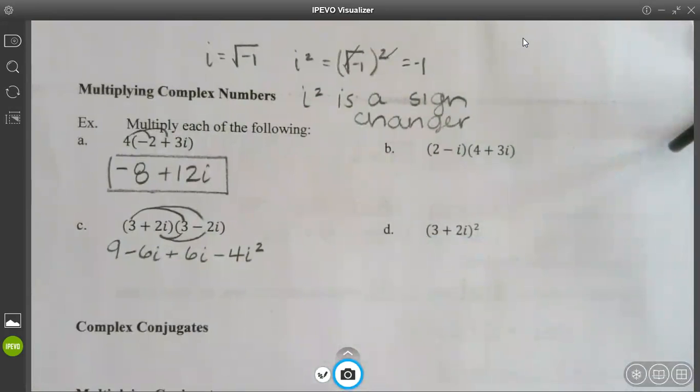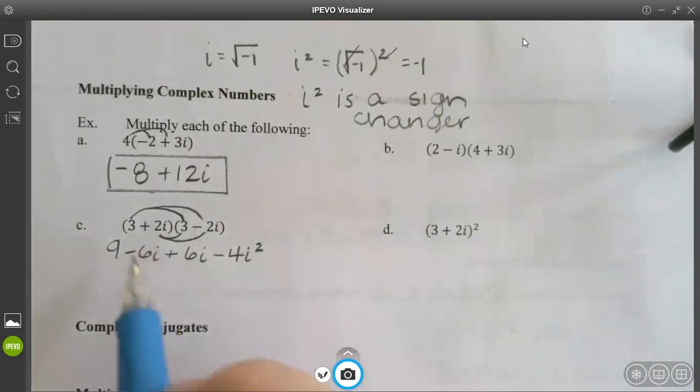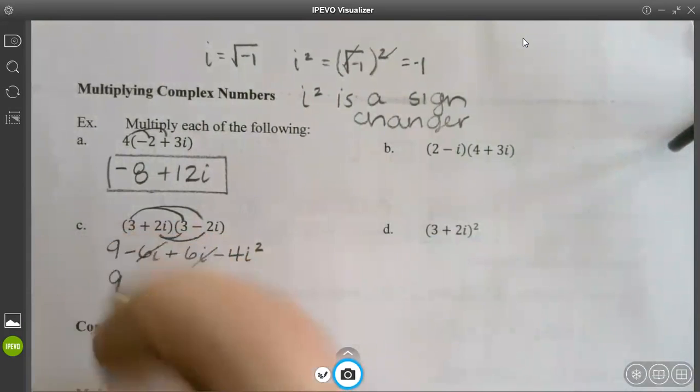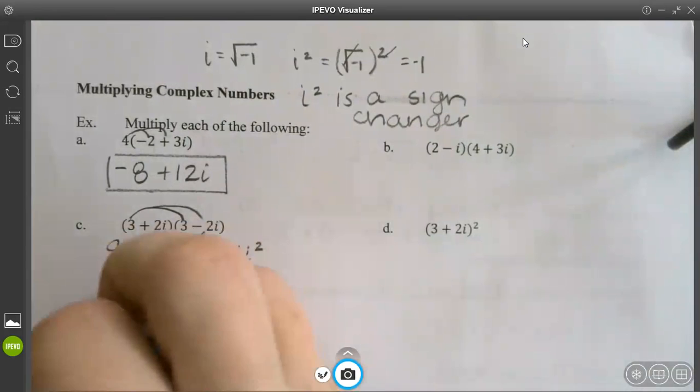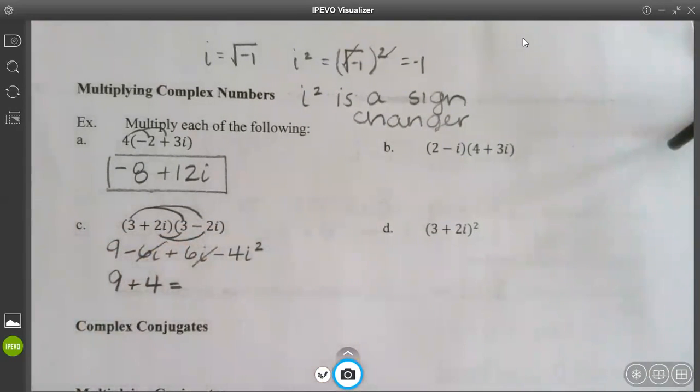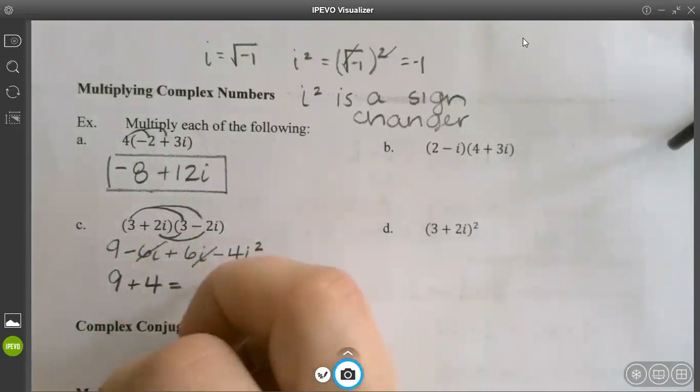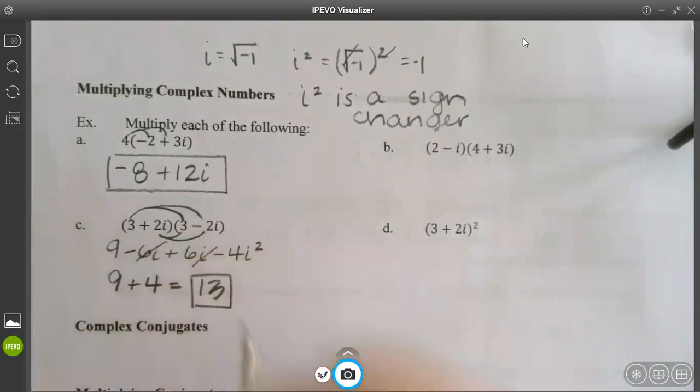So when we look at this, what happens to our regular i terms? I have a -6i and a +6i, they cancel. I have 9. What did I tell you about i squared? Changes. So it was a -4, it's gonna change to +4. It's the same thing as saying -4 times -1, which will be a +4. 9 + 4 is 13. That's it. So if you can just remember i squared is a sign changer, you don't have to do the work of multiplying it by -1. So you have no i at all. Nope, because it canceled out and i squared cancels out the i.